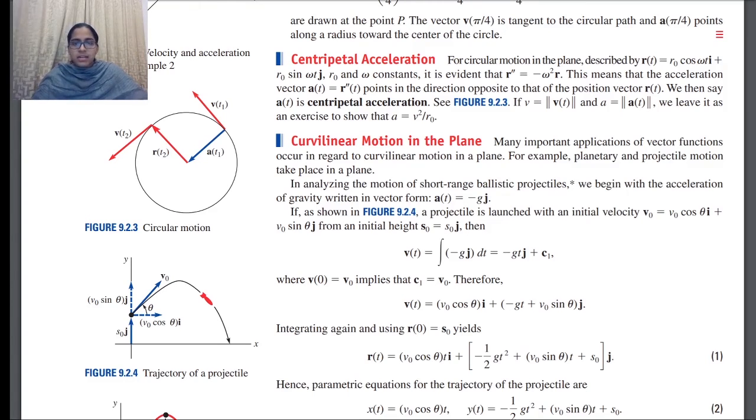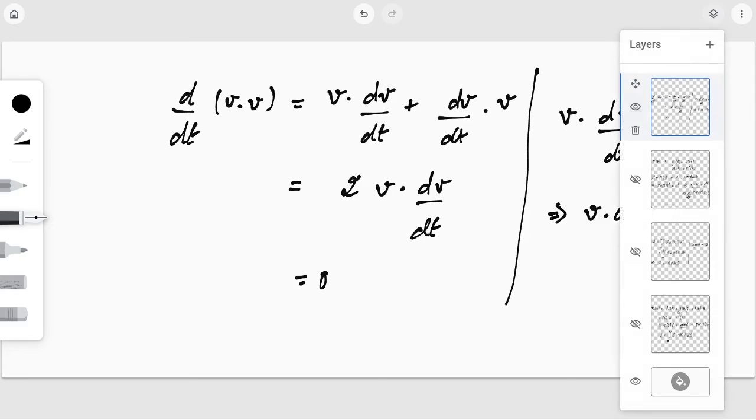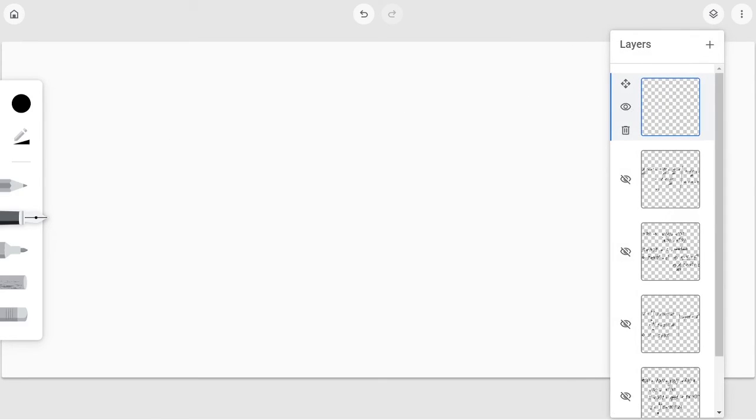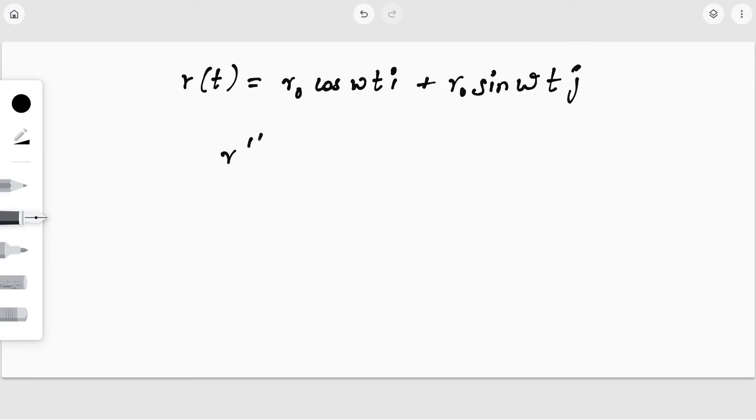So let us clarify it. That is, if r of t, the position vector, is given to be r naught cos omega t i plus r naught sin omega t j, we need to show that r double dash is equal to minus omega square into r. So for that, we have to find what r double dash is.